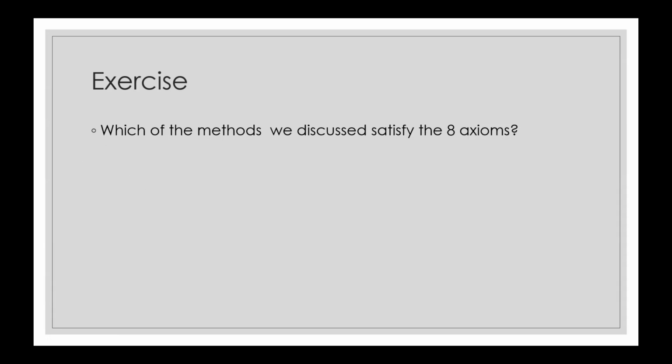Let us solve this. So let's start with axiom 1. They should provide a complete ranking. Do all the methods we have discussed so far give us a ranking of the alternatives, or of the actions? All of them? Or is there one that does not give a rank but just tells us which one is the best?